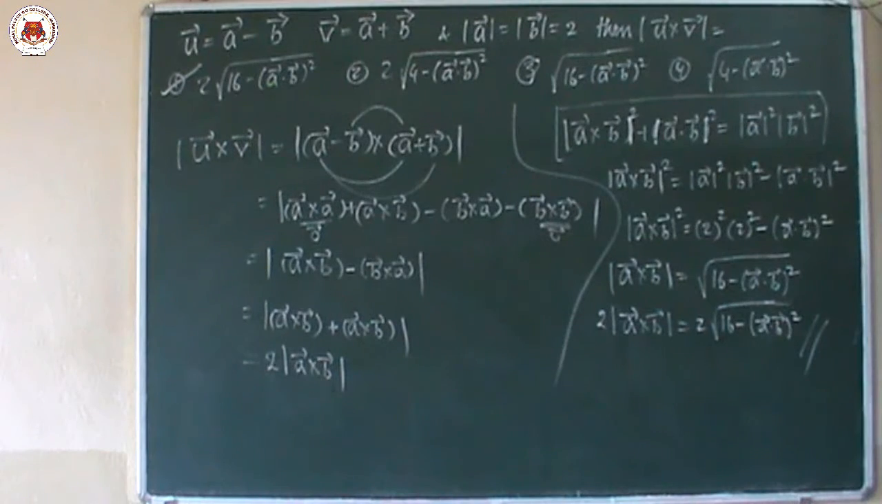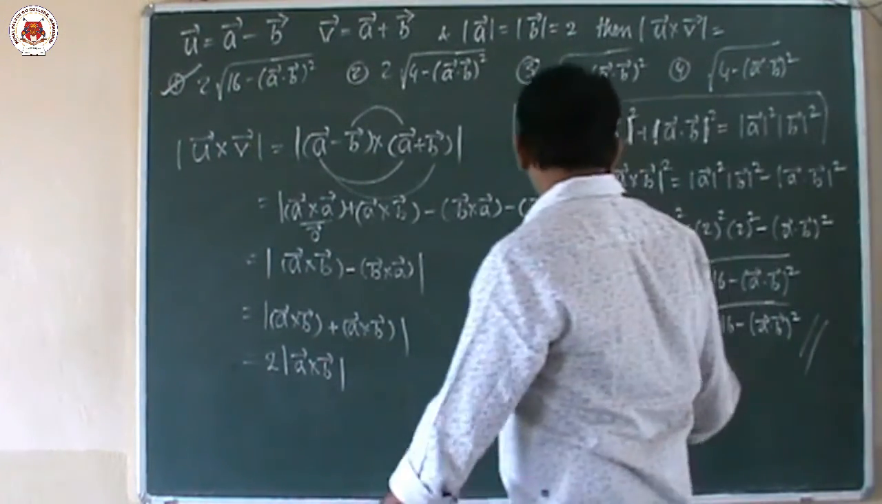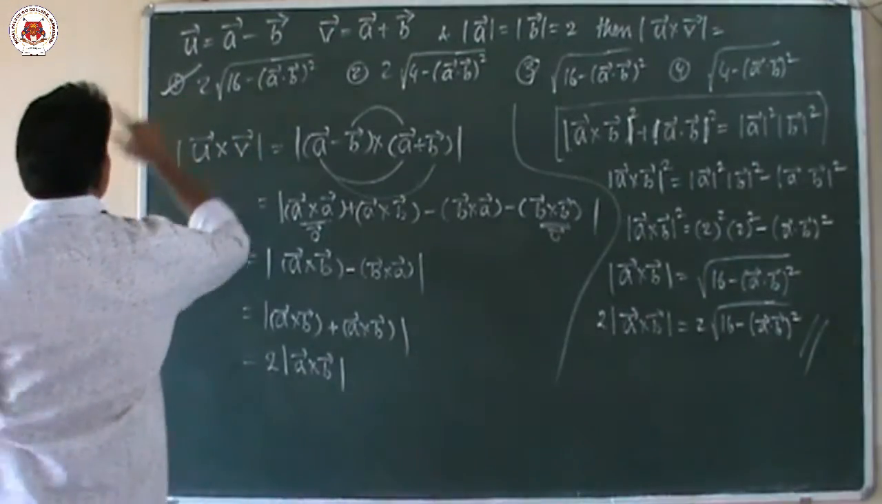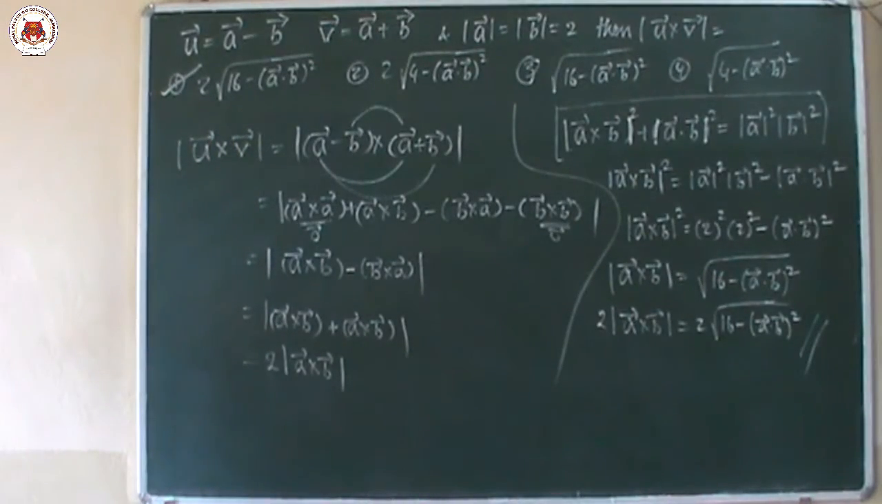So A cross B whole square equals this value we know, 2 square, this value 2 square, and this is the value I don't know. But I want only A cross B, no need for the square. So put the square, 2 square 4, 2 square 4, 4 4s are 16. So finally I want the answer, so multiply both sides with 2. This is the first option answer. Very important question.